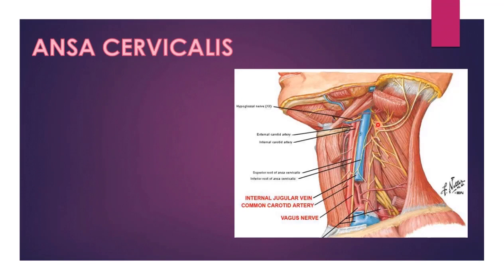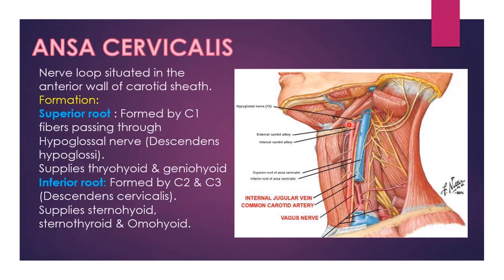The inferior root is mainly formed by C2-C3. They mainly supply sternothyroid and sternohyoid. Apart from that, C1 fibers via descendens hypoglossi also supply the thyrohyoid muscle and the geniohyoid. So that is about the Ansa Cervicalis, which is also a frequently asked short note.